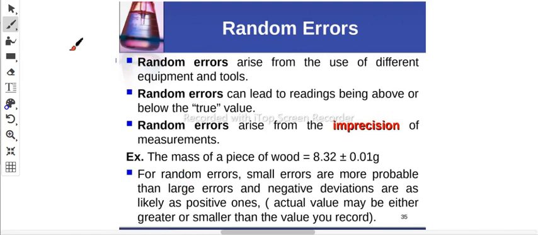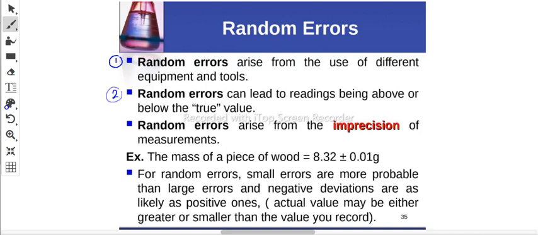Starting with random errors, we need to know, number 1, these types of error arise from the use of different equipment and tools. And since each experimental lab is with a specific tool and equipment to be used, random errors are presented always. And we actually cannot remove them. We can only eliminate or reduce.